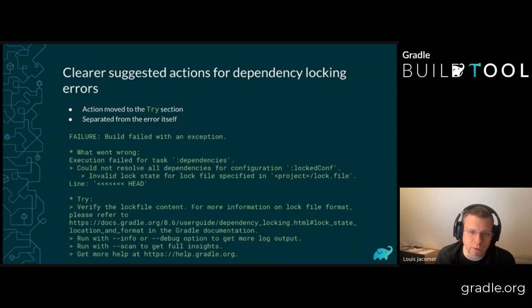And so you can see here the what went wrong, and you see the root cause is an invalid lock state because we have a line which clearly indicates that somebody did not resolve a merge conflict. But that's the error. And then under the try section, we can see that you should verify the lock file content for more information on format, and then we link to the documentation, which gives you a more structured way of handling this kind of errors.